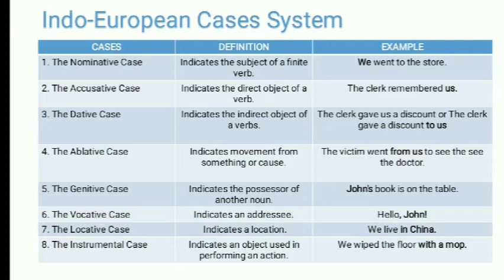Number 5, the genitive case, indicates the possessor of another noun. John's book is on the table. Number 6, the vocative case, indicates an addressee, for example, hello John. Number 7, the locative case, indicates a location. We live in China. And number 8, the instrumental case, indicates an object used in performing an action. So we wipe the floor with a mop.